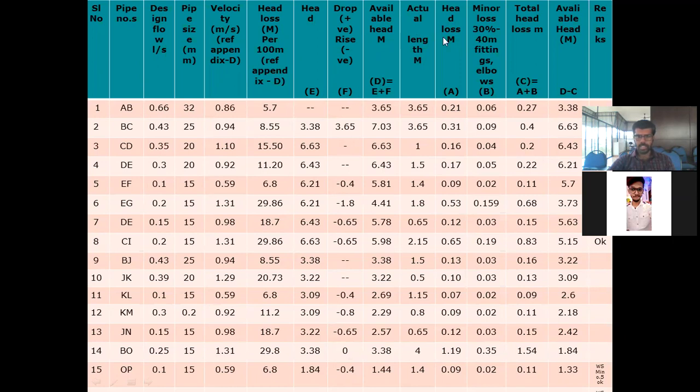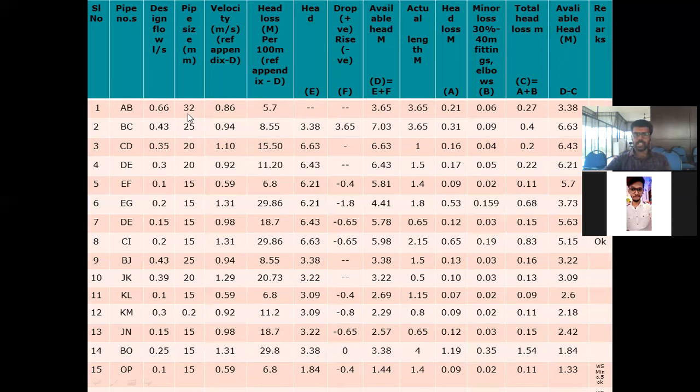The natural length. Head loss A, minor losses 30 to 40%, that is B. Total head A plus B, that is C. Available head B minus C. This is C, this is D. These two, AB, these two values.